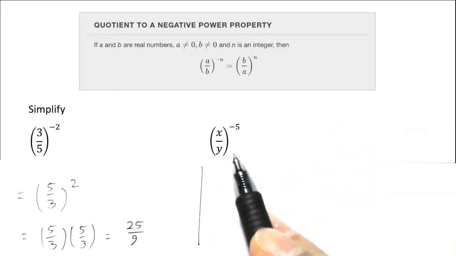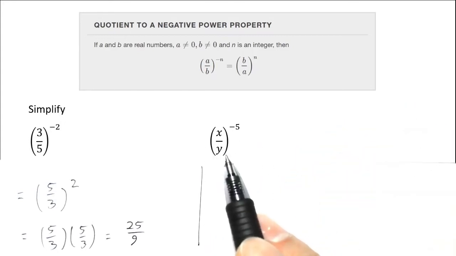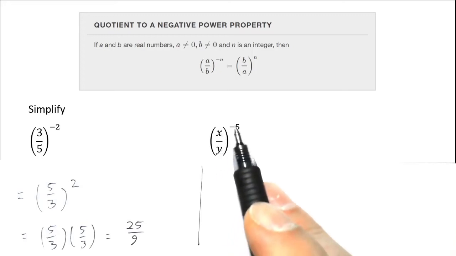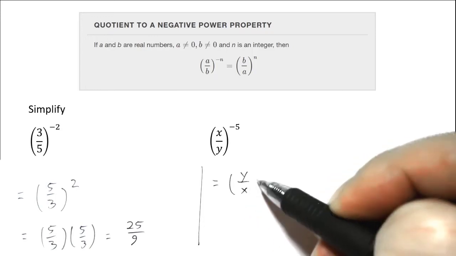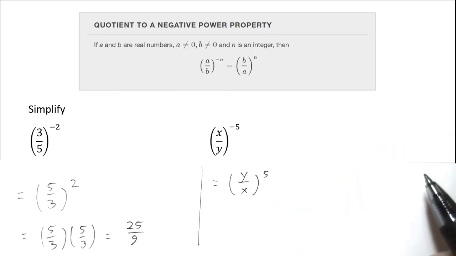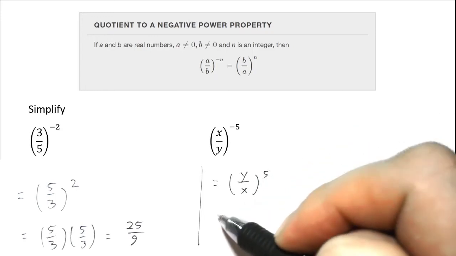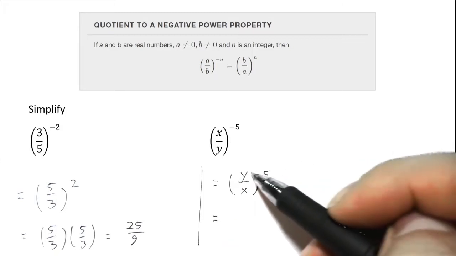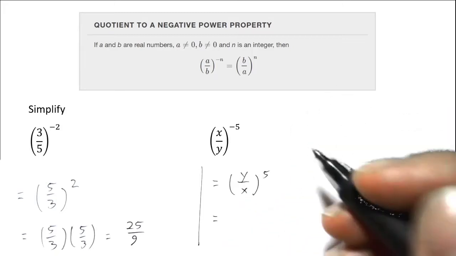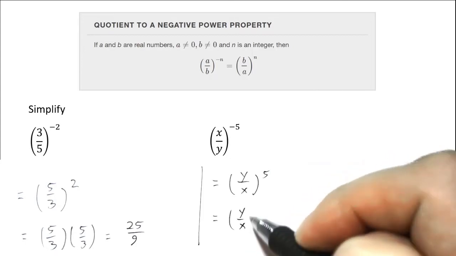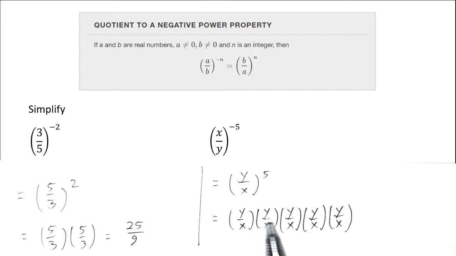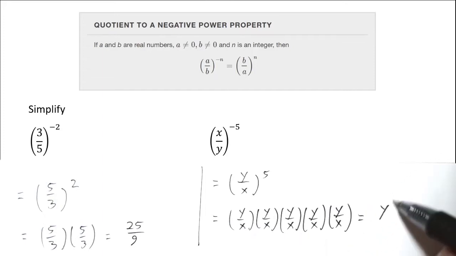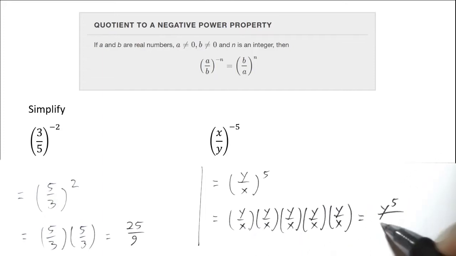Okay, let's look at this one. Here we have x over y to the negative 5. Well, that's the same thing as y over x to the positive 5. And we can do more here. We know that raising something to the 5th power is just multiplying it by itself 5 times. Okay, so I got 5 y's, that's y to the 5th, and I got 5 x's, that's x to the 5th. So I could write it like this.